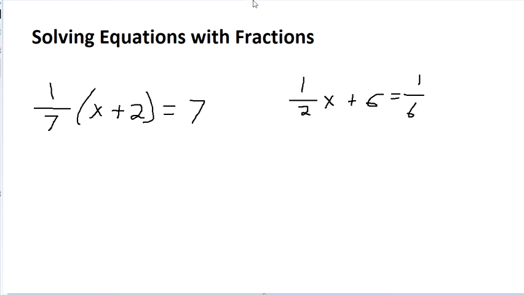So let's solve some equations with fractions in them. Same idea. Want to get x by itself? We often do that by undoing an operation. So let's start with the one on the left.